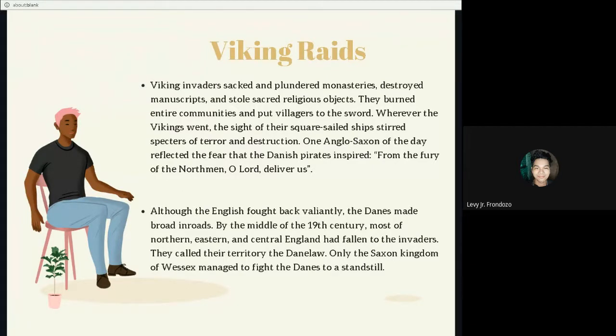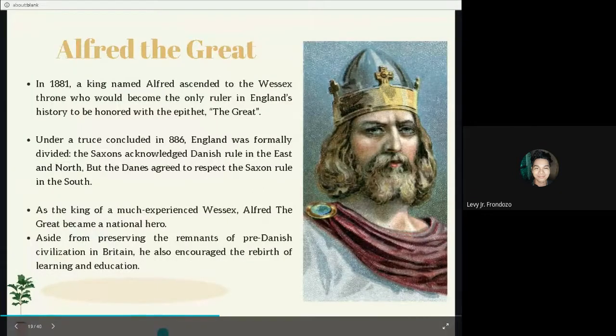So, under the first Danish invasion, we will be introducing to you a persona named Alfred the Great. In 871, a king ascended to the Wessex throne who would become the only ruler in England's history ever to be honored with the epithet the Great. So Alfred the Great, parang ka-level niya po si Alexander the Great ng Greece.